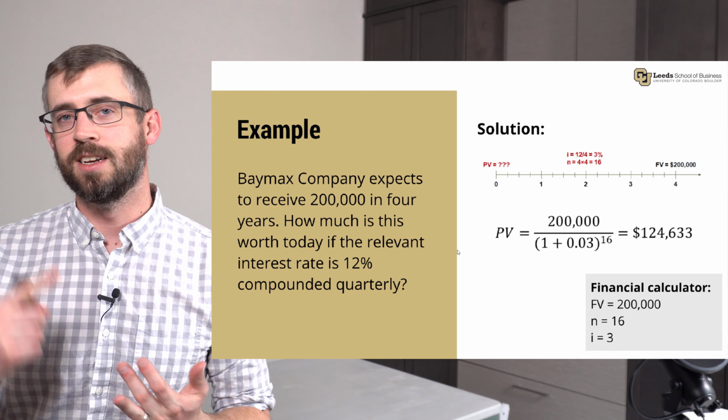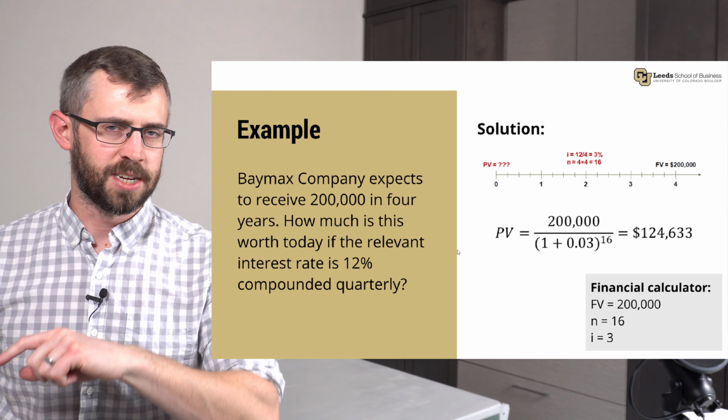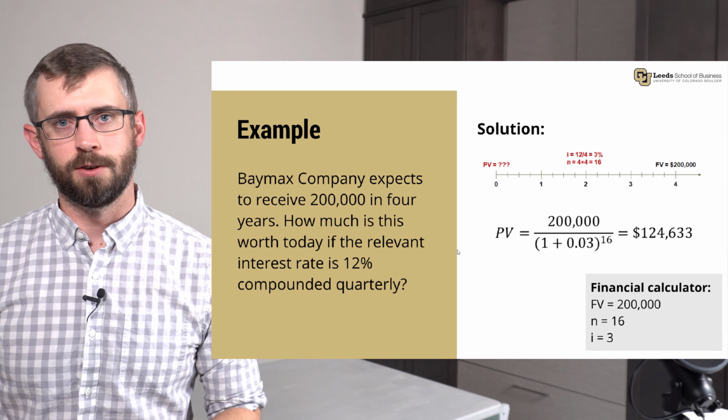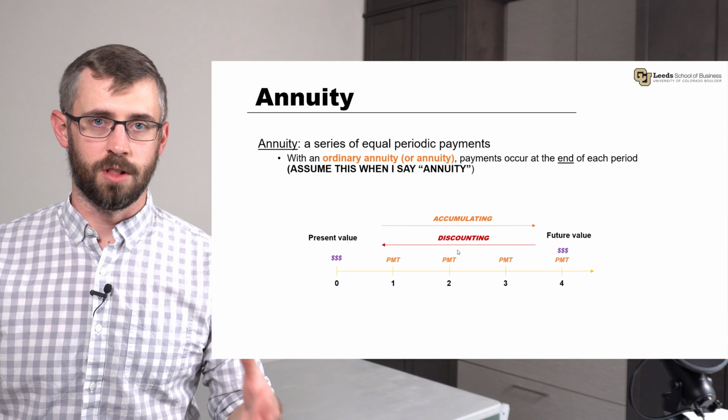If you wanted to plug this into a financial calculator, you could say your future value is 200K, your N is 16, your I is 3, and usually there's also sometimes a payment option, a PMT. You would just set that at 0 for this one if you wanted to solve for this. Now, that kind of covers our lump sums.